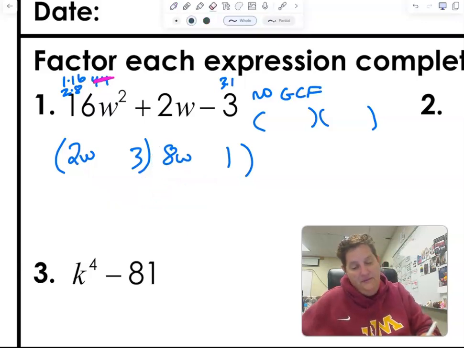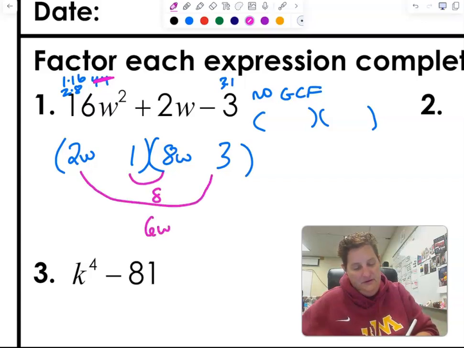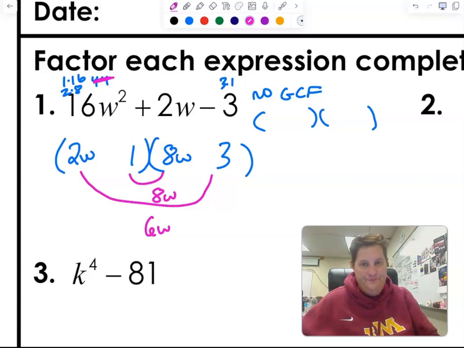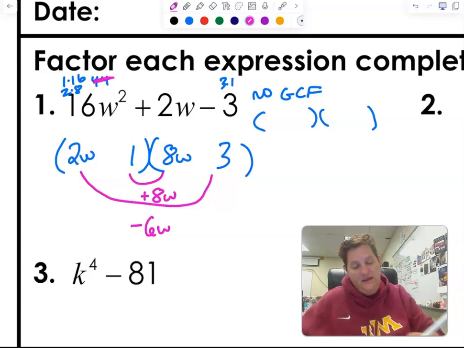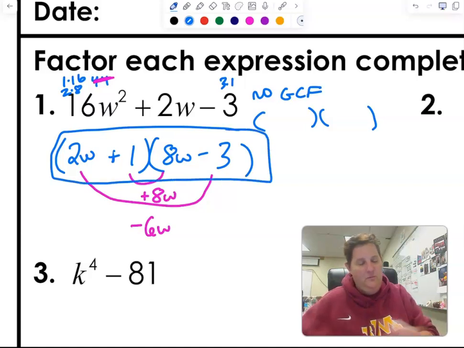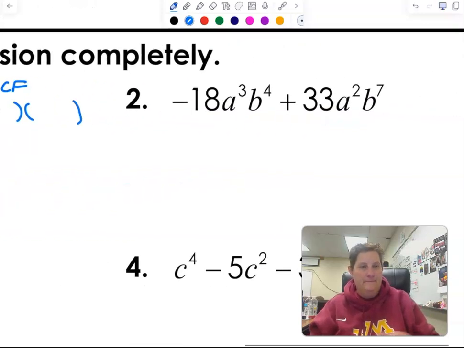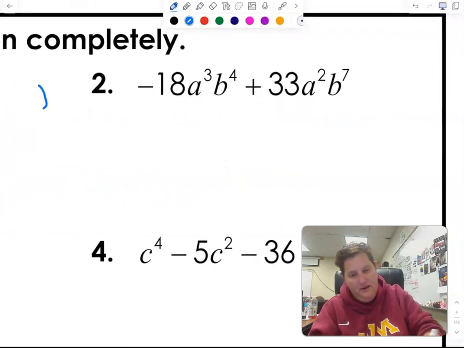So then I'm going to switch around the 3 and the 1. I'm going to put a 1 and a 3, and I think this is good because this is 6W, this is 8W, and to get 2, it's plus 8 minus 6, so this one's plus, this one's minus. And then that is fully factored, there's no more difference of squares or anything. Okay? Alright, perfect. For the second one, this definitely has a GCF.